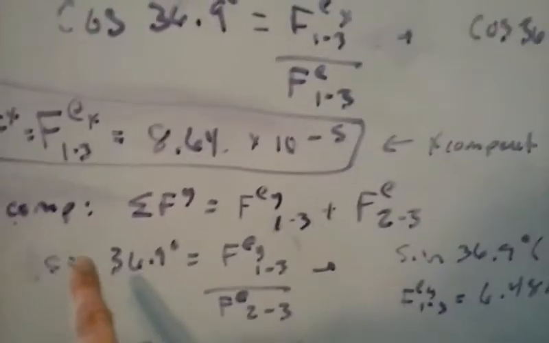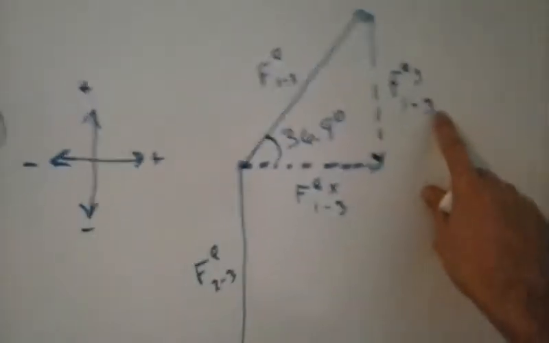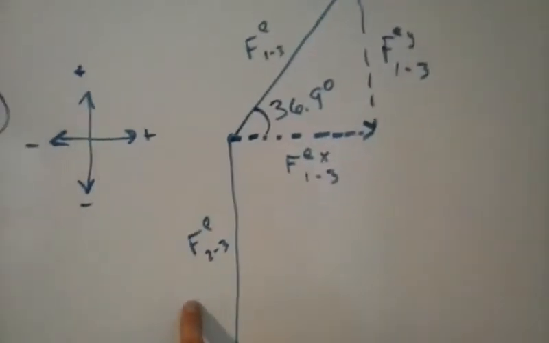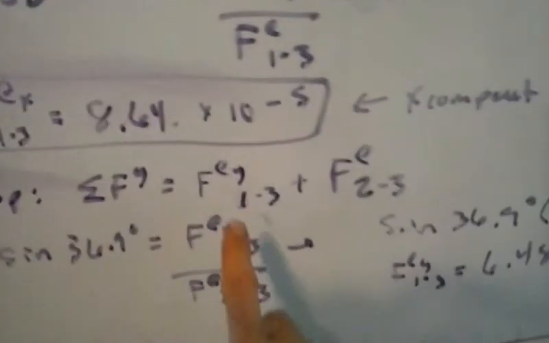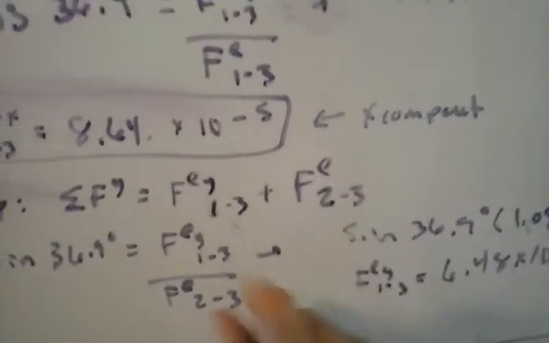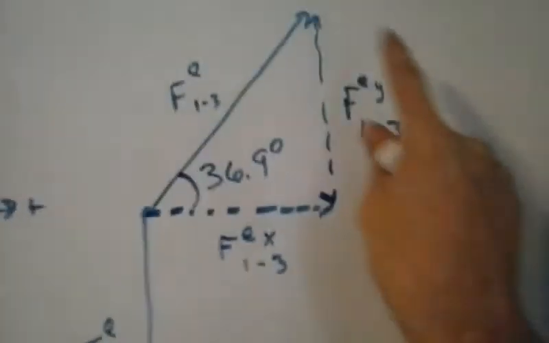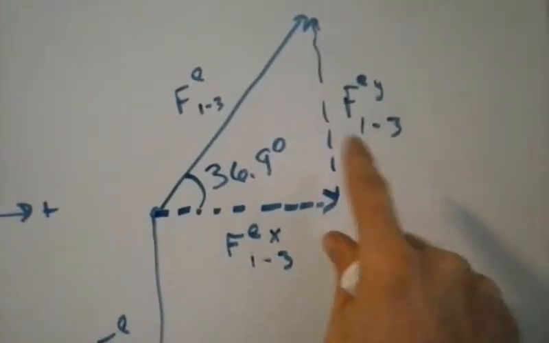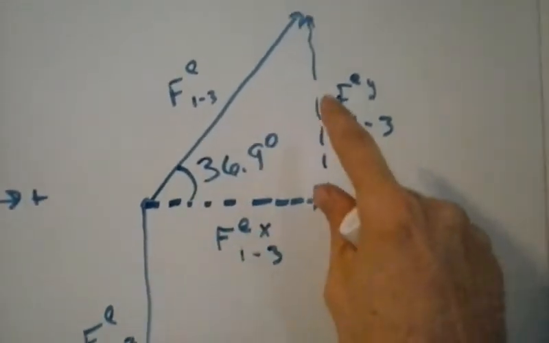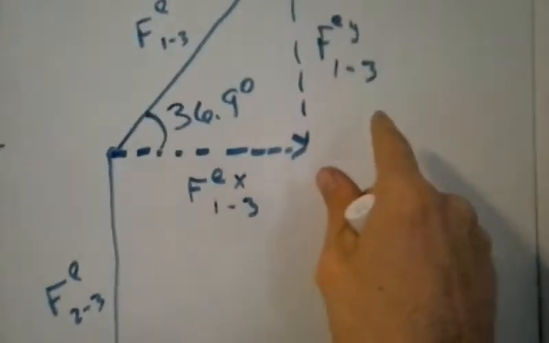My y is a little more complicated because I have more than one vector in the y direction. If I look in the y direction, I have F_E y 1 on 3 and F_E 2 on 3. I want the sum of forces in the y direction, so I have to add those two vectors. I know this vector already, I solved for it, so I need to solve first for this one before I can plug in. Similarly to finding the x direction, this time I want F_E y 1 on 3, which is opposite the angle. And I know the hypotenuse, so I can use sine of 36.9 degrees equals F_E y 1 on 3 over F_E 1 on 3.